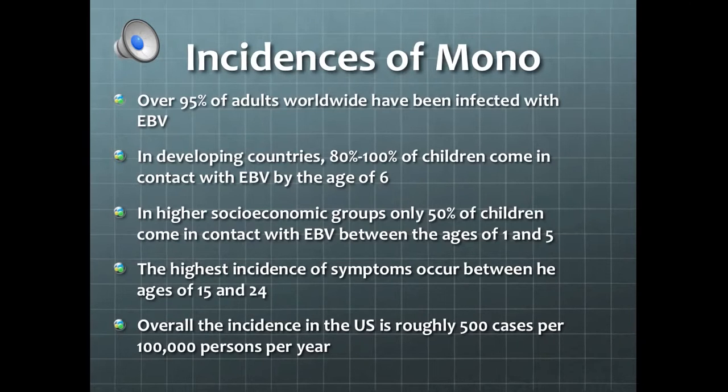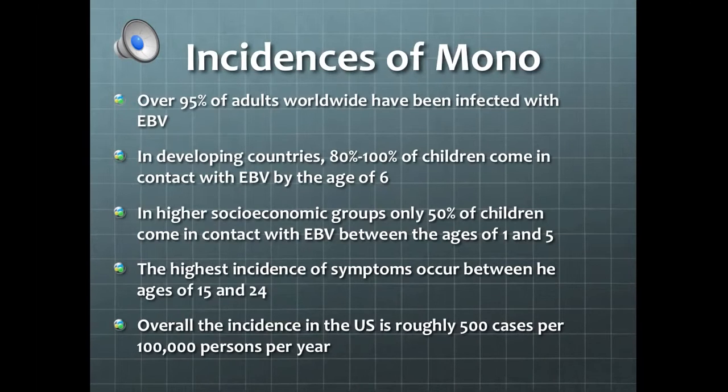In higher socioeconomic groups, only 50% of children come in contact with EBV between the ages of 1 and 5, so we're getting a little bit better. And then the highest incidence of symptoms occurs between the ages of 15 and 24. And this just goes back to what I was saying with the nurses and the college students, and even the military, they all fall between these 2 age groups. So it's just kind of interesting to look at.